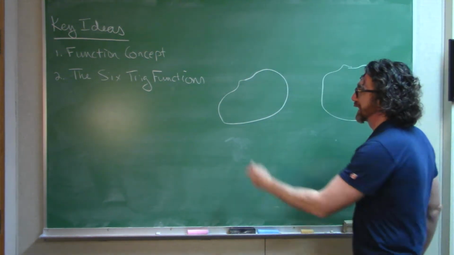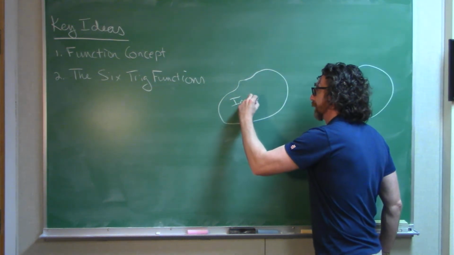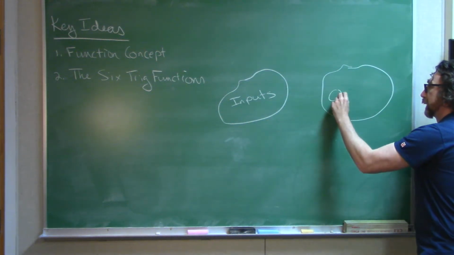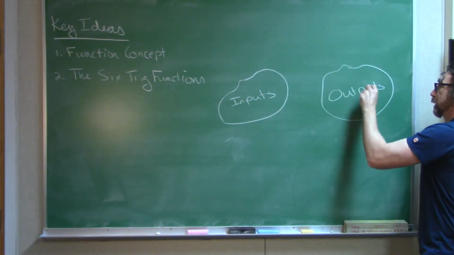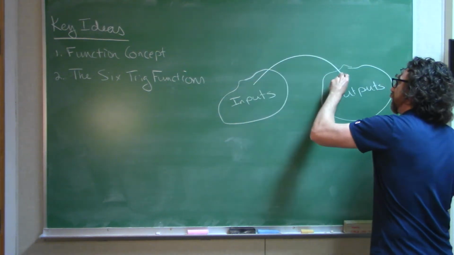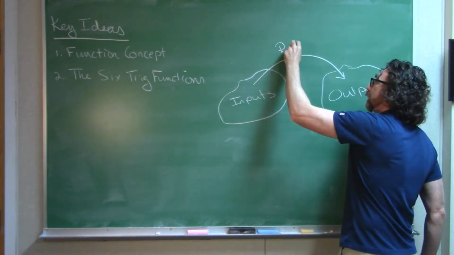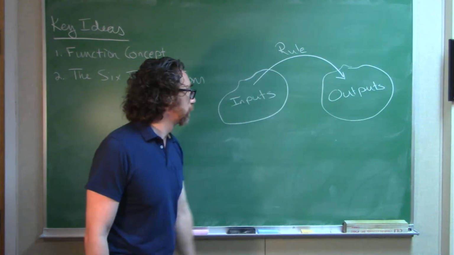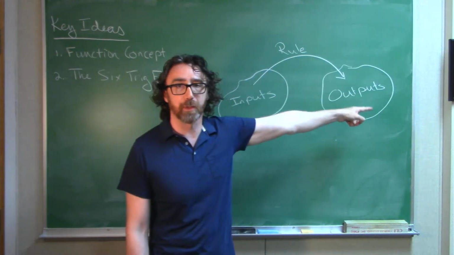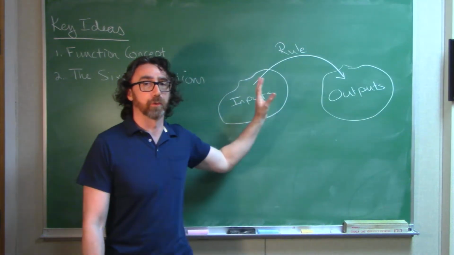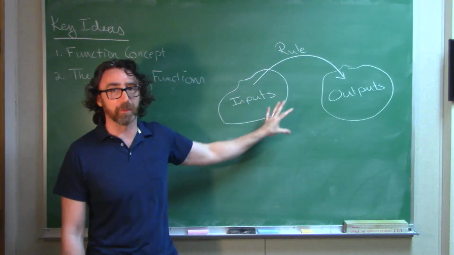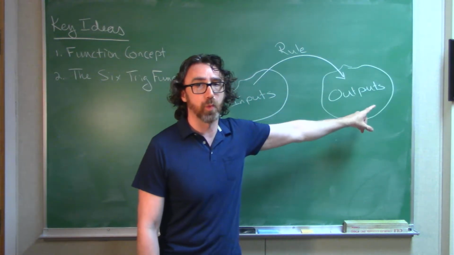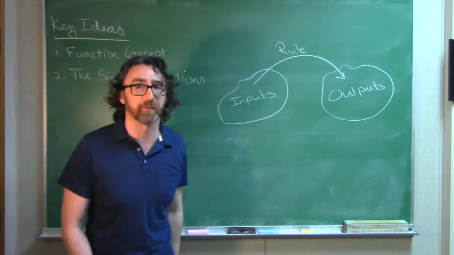What you have are two sets. So you have a set of input values, you got the inputs over here, you got a set of output values, and then you have some kind of rule that gives you instructions as to which input value is matched up with which output value. So if we got a function, each of the elements in this set of inputs should be matched up with exactly one element over here in the set of outputs.